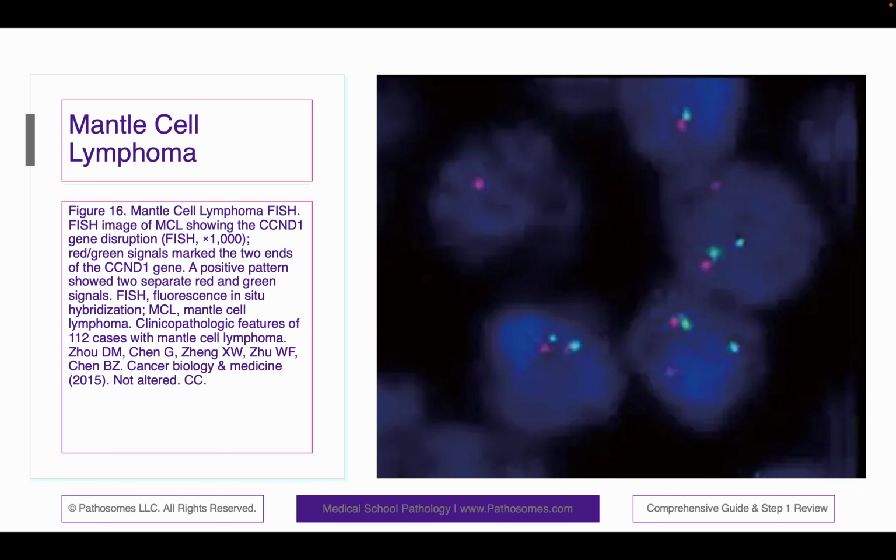You recognize this? Yeah, FISH for cyclin D1, right? I'm reiterating this to make sure that you know what's mutated with mantle cell lymphoma.